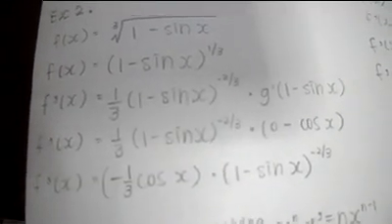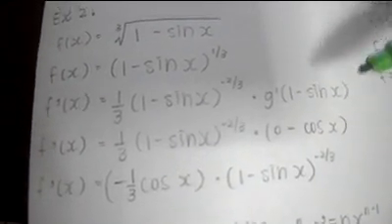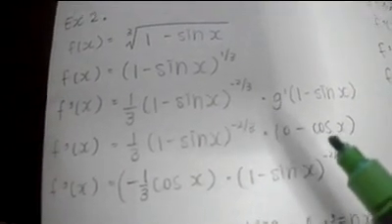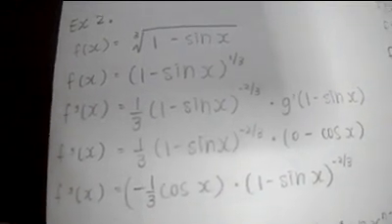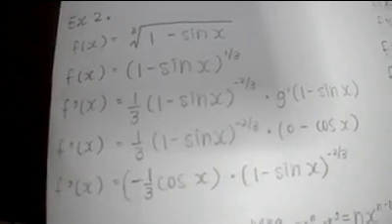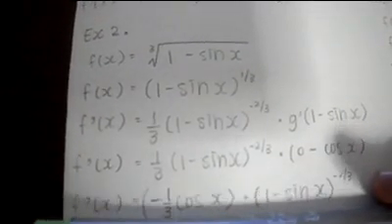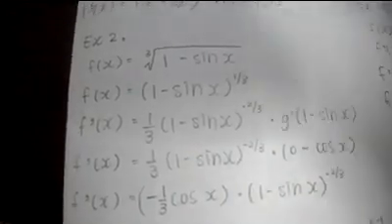Now we have to find the derivative of the inside function, which is 1 minus sine x. 1 has no derivative, and sine x turns into cosine x, and we get negative cosine x for the derivative of the inside function. Now we have to multiply these two derivatives together, and we get negative 1/3 cosine x times 1 minus sine x to the power of negative 2/3, which is the final answer to this problem.